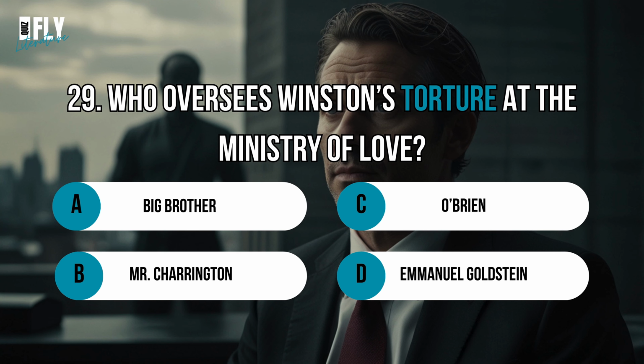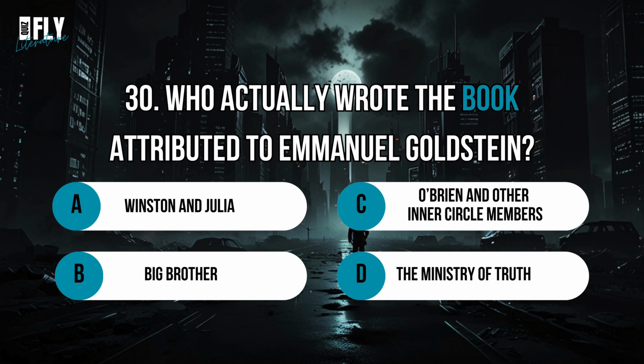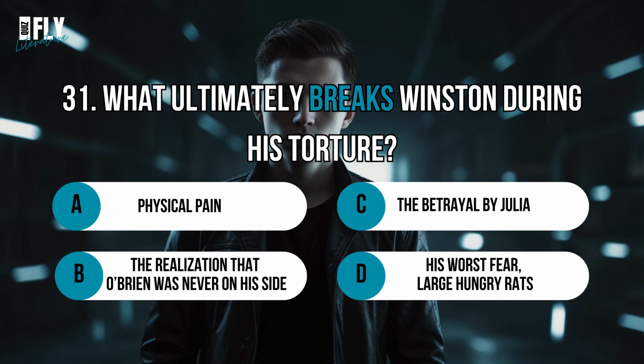Who oversees Winston's torture at the Ministry of Love? O'Brien. Who actually wrote the book attributed to Emmanuel Goldstein? O'Brien and other Inner Circle members. What ultimately breaks Winston during his torture? His worst fear: large hungry rats.